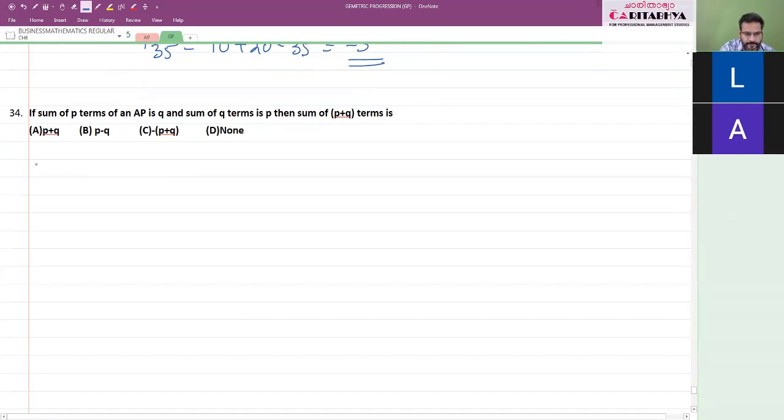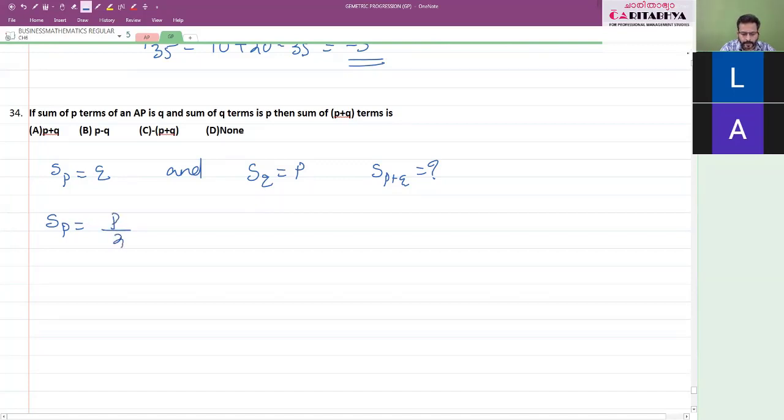So, the sum of P terms, SP, is equal to Q, and SQ is equal to P. We need to find S(P+Q). For SN we use the first AP formula: N by 2 into 2A plus N minus 1 into D.